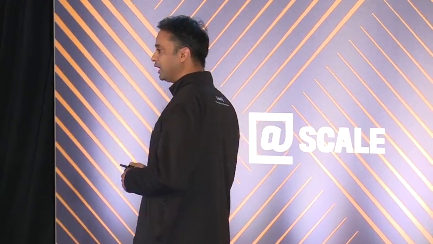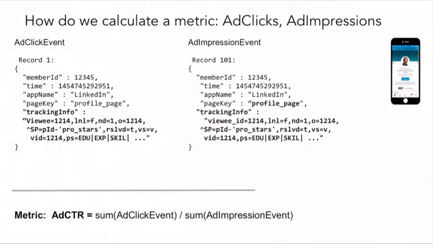So how do we calculate these, and what do these tracking events and the metrics look like? So one of the decisions that we made early on at LinkedIn was to be very structured about the schemas of our events. And we didn't always start out that way, but over the years, we've been more and more disciplined about it.